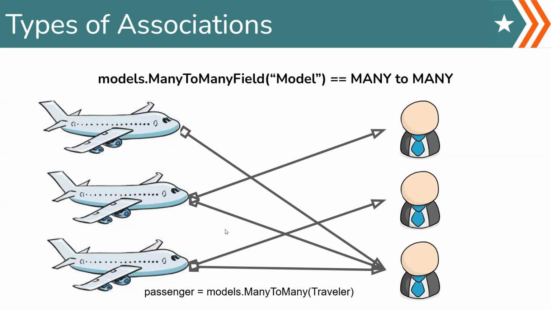The way we do that in Django is by using the ManyToManyField, once again adding the model we are sharing a relationship with as the first argument. So if we had two tables, one being passenger and the other being airplanes, the airplanes would have passenger equal to models.ManyToManyField with traveler as its model relationship. Do I have any questions about many-to-many fields?